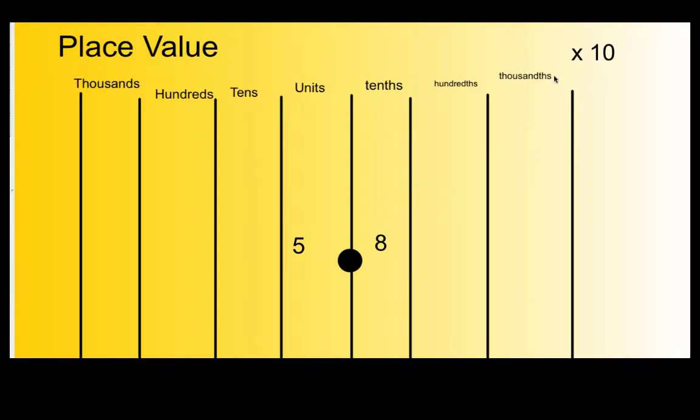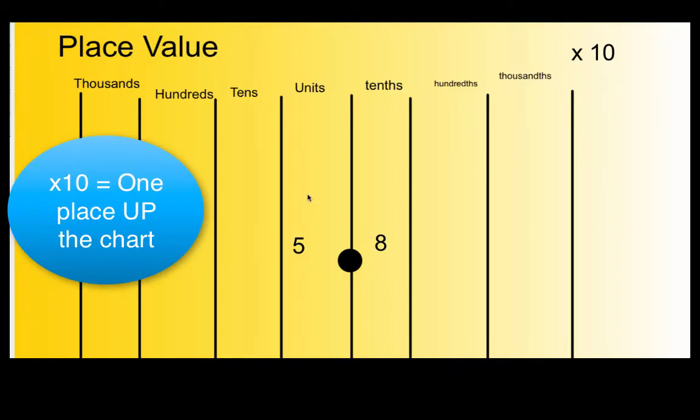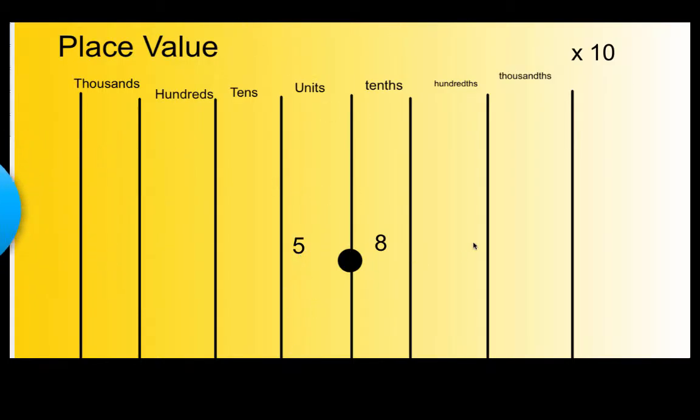Now, what we do when we times by 10 is we move this number and everything in it, the 5 and the 8, one place up the place value chart. One place up the place value chart like this. So 5.8, here it is, times 10 becomes 58. I'll say that again. 5.8 times by 10, because it's got the 1 0 there, you move everything up one place up the place value chart, so it becomes 58.